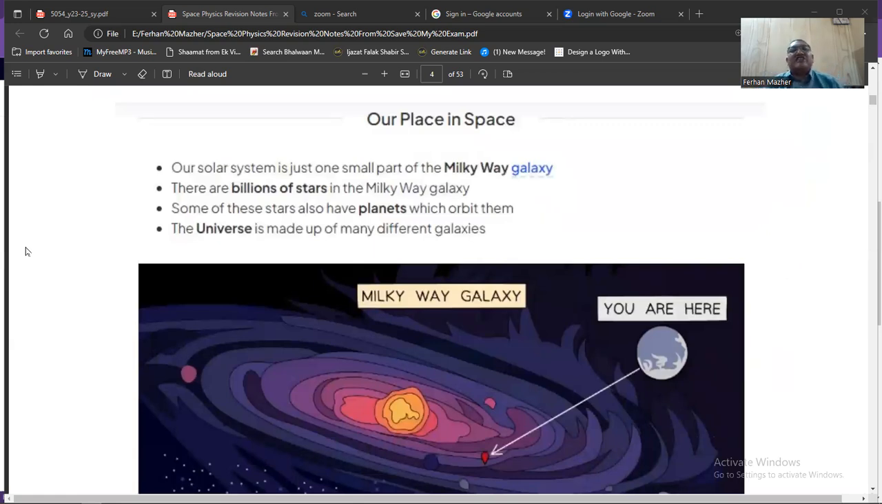Our place in space: our solar system is just one small part of the Milky Way galaxy. The name of our galaxy, in which the Earth and our Sun are located, is the Milky Way. There are billions of stars in the Milky Way galaxy. Some of these stars also have planets which orbit them. The universe is made up of many different galaxies.